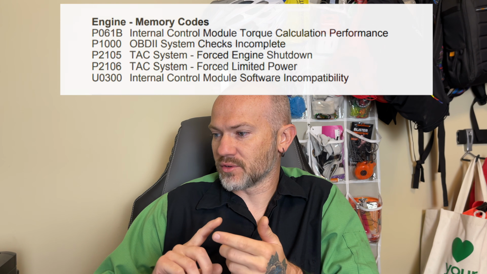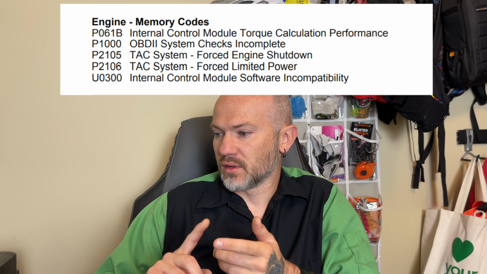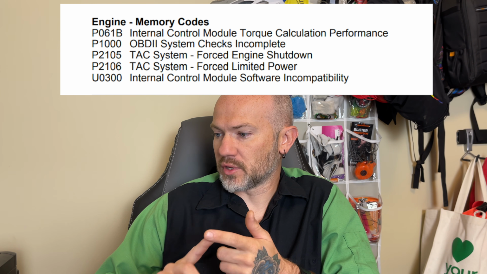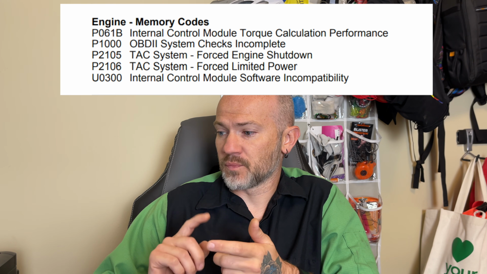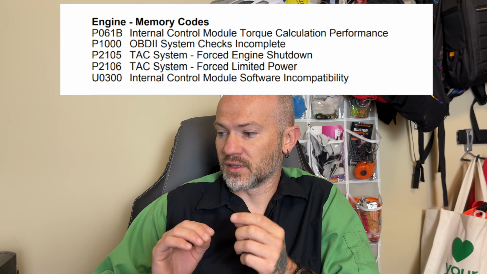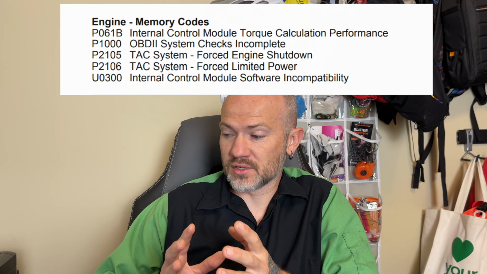Okay, so a little bit of backstory with this truck before I even start filming it. When I originally got there, I did a pre-scan and it had a few codes in it: a P061B, of course a P1000, a P2105, P2106, and a U0300. Those are the codes that were in the engine computer when I first scanned it.